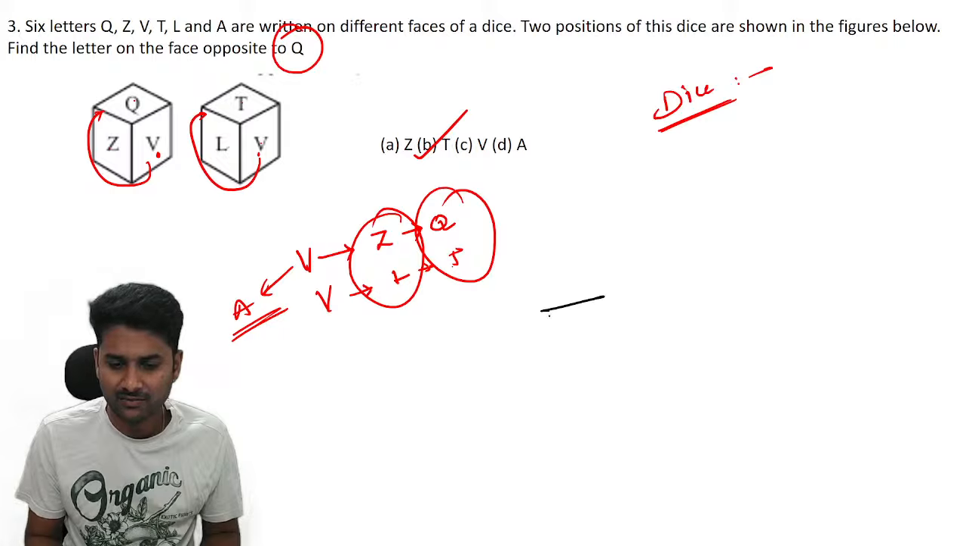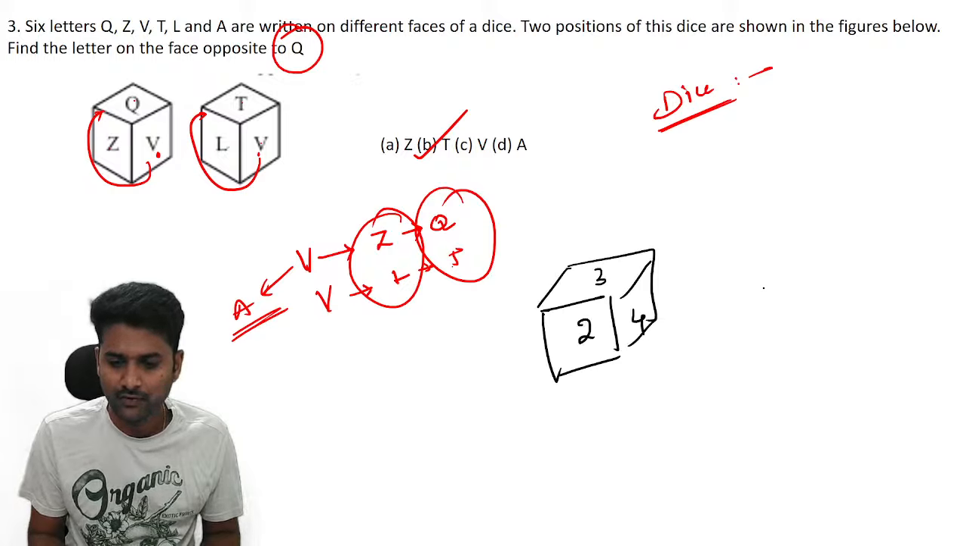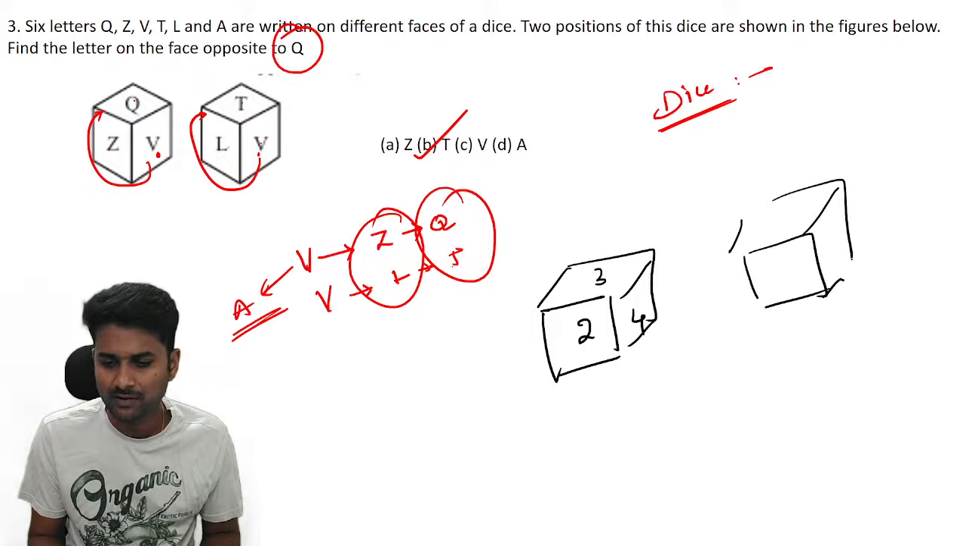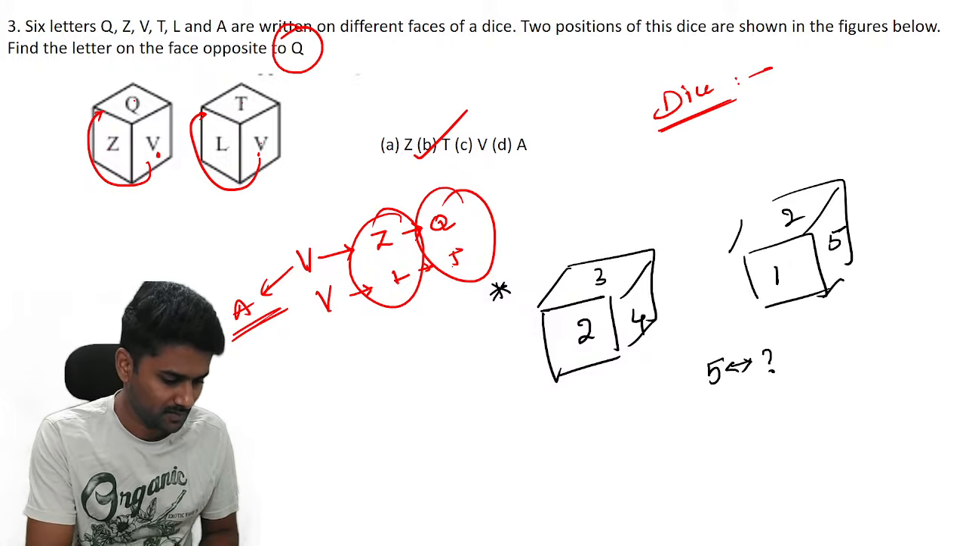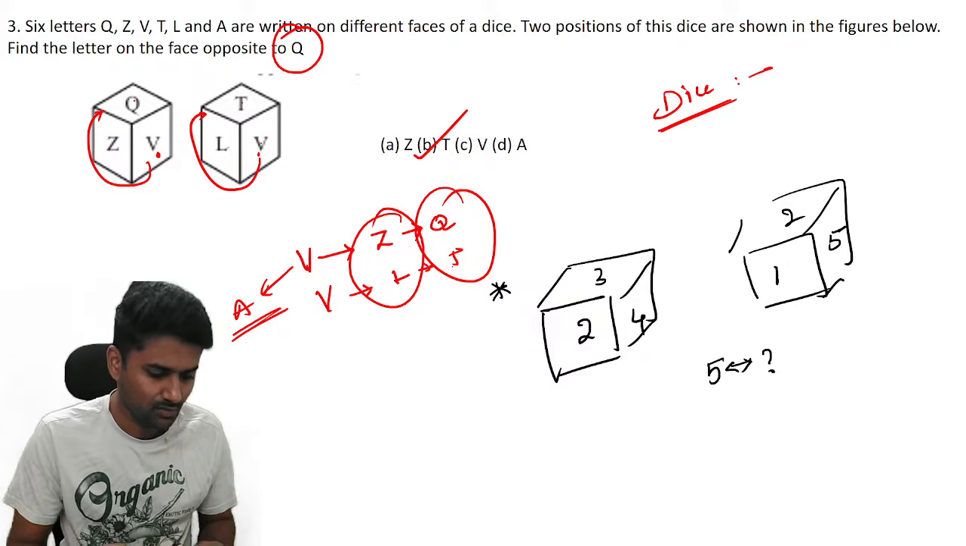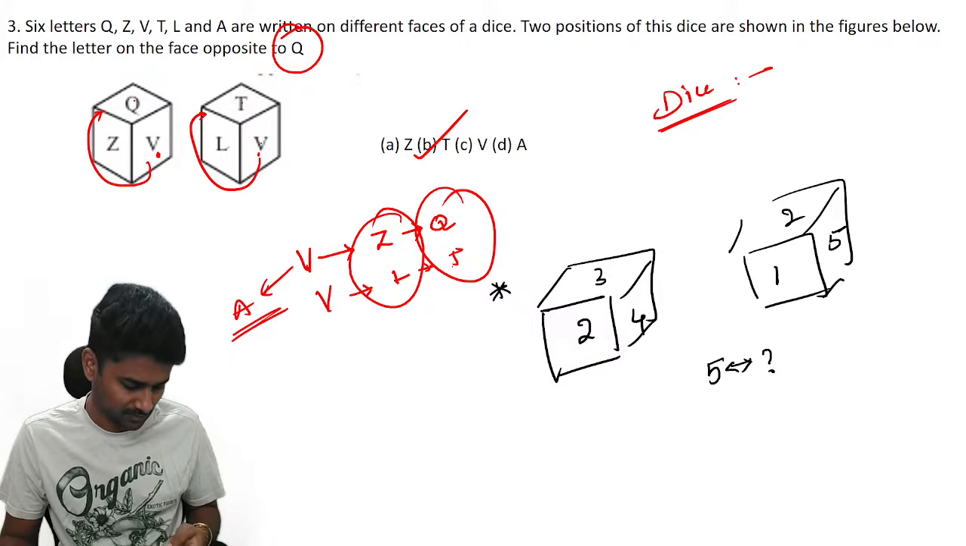Let me give one example. 2, 3, 4, and 1, 2, 5. You just tell me what is the opposite of 5. Can anyone? You can type your answer. What is the opposite of 5?